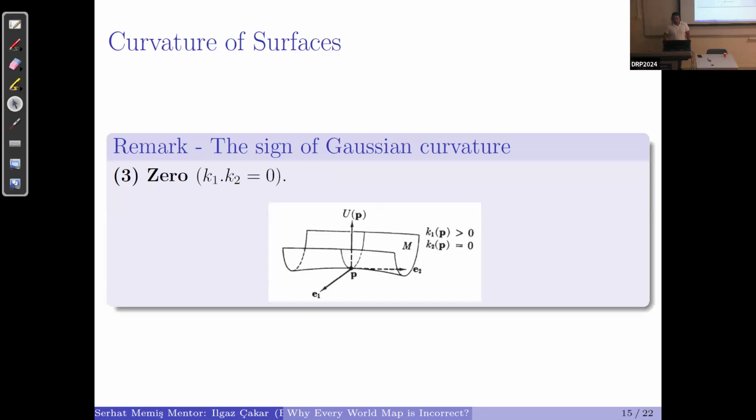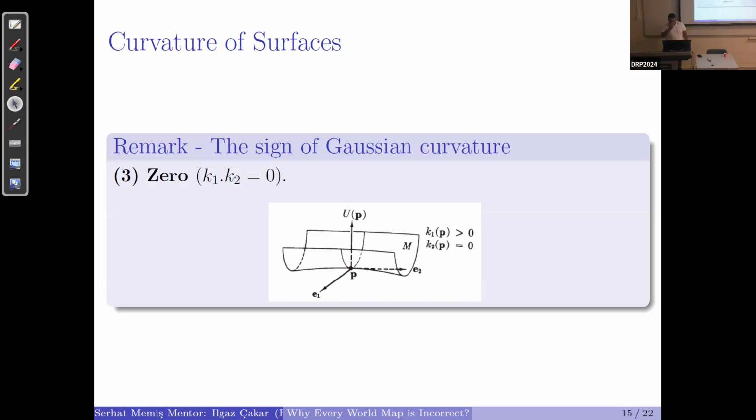If the Gaussian curvature is 0, we have two cases. One is trivial, K1 equals K2 equals 0. This is a plane-shaped surface. The other is when one is 0 and the other one is not 0. It's a cylindrical shaped surface. In one direction, there is no bending. In the other direction, there is bending. These are the zero Gaussian curvatures.